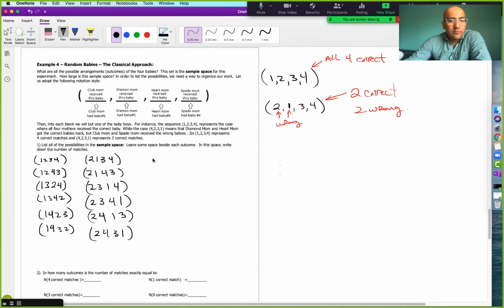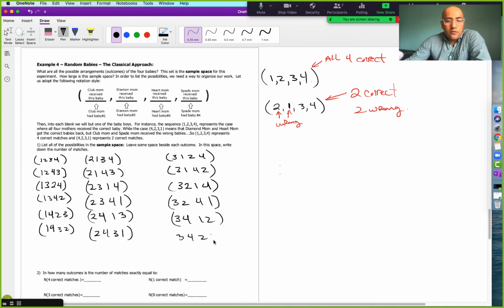Good. Now let's explore every possible way that baby number 3 goes to house number 1. Could be 3, 1, 2, 4, or it could be 3, 1, 4, 2, or it could be 3, 2, 1, oops, not 1, 3, 2, 4, or it could be 3, 2, 4, 1, good, or 3, 4, 1, 2, or 3, 4, 2, 1. Good. That's every possible way that baby number 3 can go to house number 1.